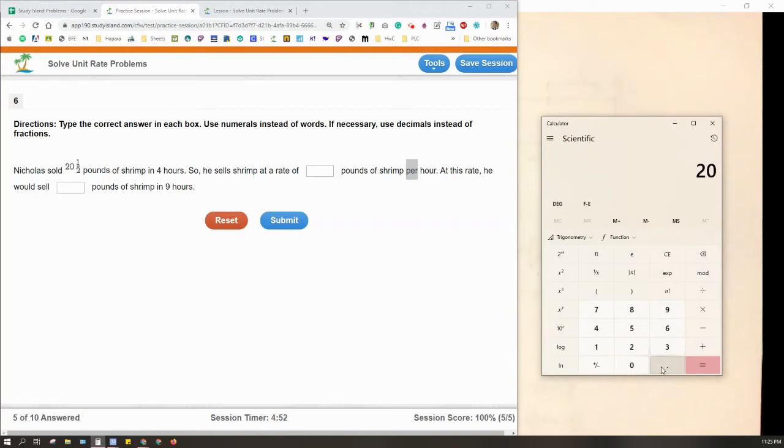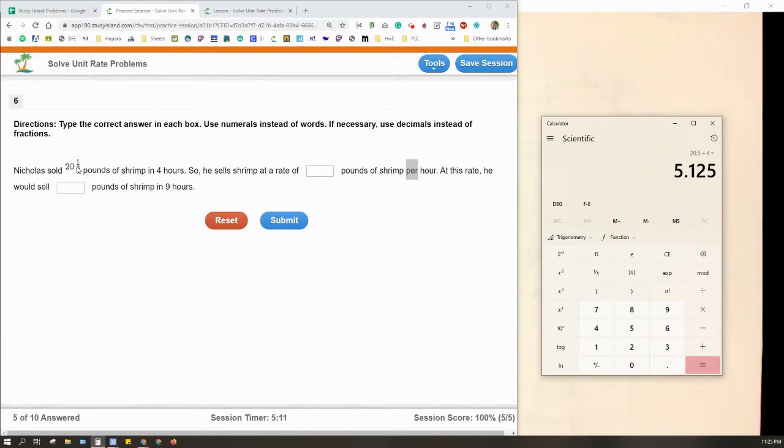Is it okay if I put 20.5 for 20½? Absolutely it is. 20.5, that's 20½ divided by 4 gets us to 5.125. Now, up here it says to use numerals instead of words. If necessary, use decimals instead of fractions.